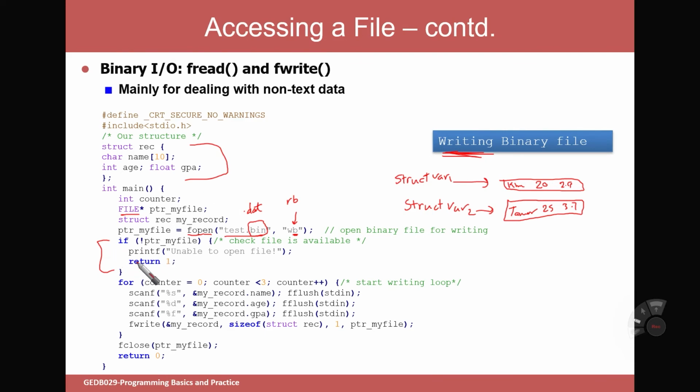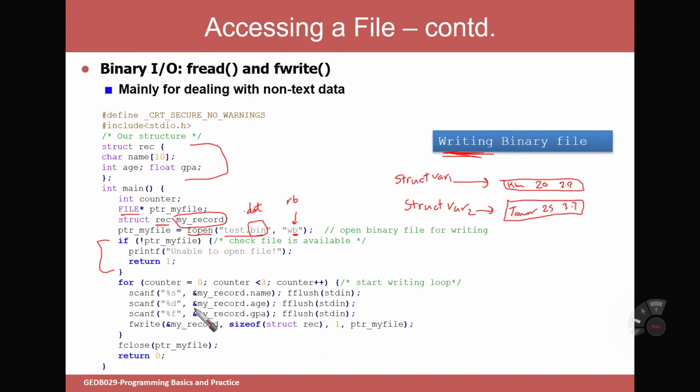So everything is similar, but the only thing here is that I'm saying write binary or read binary. Then after that, here I create one record. I say this is one record from the structure rec. Okay, structure rec has one record.